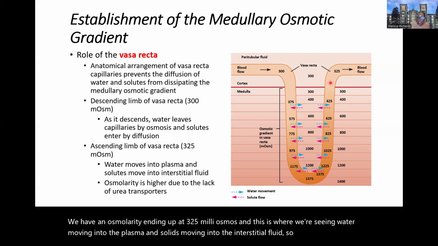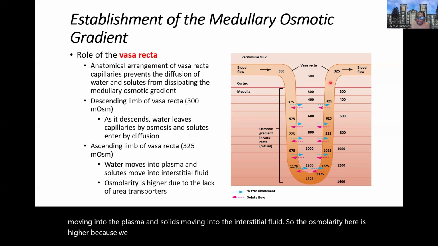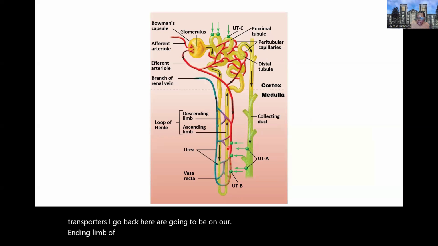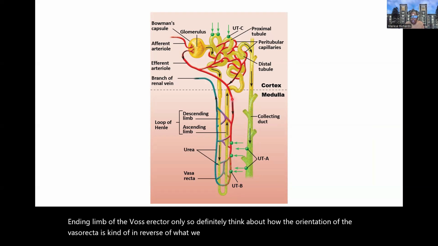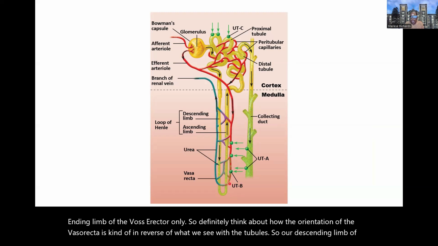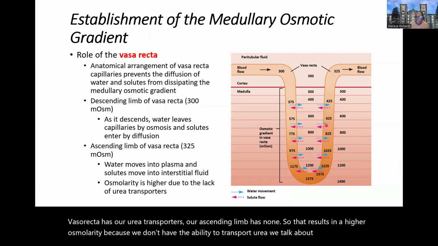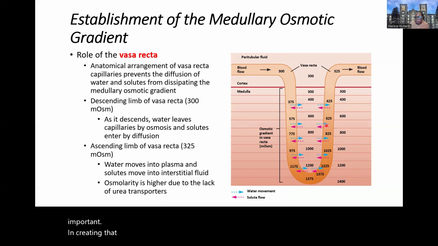So the osmolarity here is higher because we don't have any of those urea transporters. Remember, the urea transporters, if I go back here, are going to be on our descending limb of the vasa recta only. So definitely think about how the orientation of the vasa recta is kind of in reverse of what we see with the tubules. So our descending limb of the vasa recta has our urea transporters. Our ascending limb has none. So that results in a higher osmolarity because we don't have the ability to transport urea. We talk about how urea is important in creating that gradient as well.